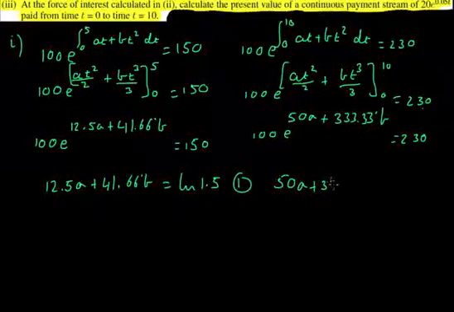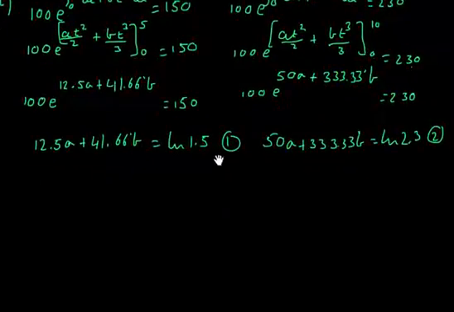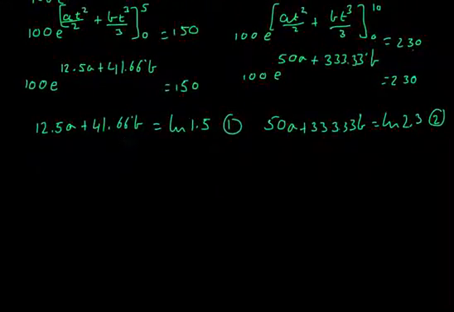50a plus 333.33b is equal to the natural log of 230 divided by 100, and 230 divided by 100 is 2.3, so the natural log of 2.3, and that's our second equation. So now we just need to solve for a and b. How do we do that?